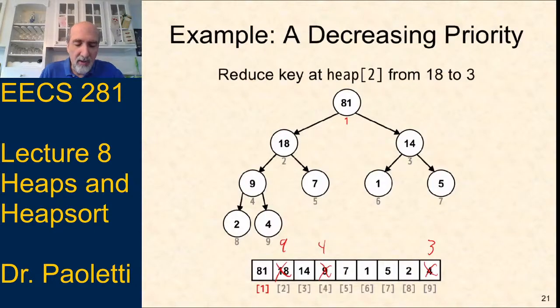If we do the fix down, I've got a variable with lowered priority. I have to fix at most all the way to the leaf. Well, all the way to the leaf is at most log of n away from wherever I am right now.